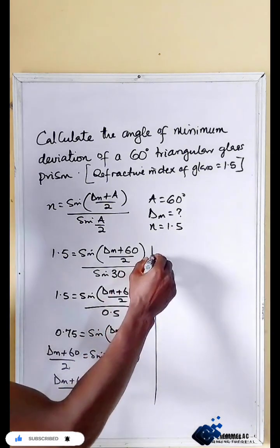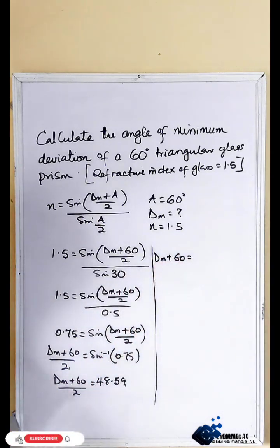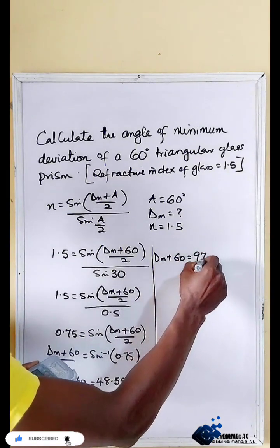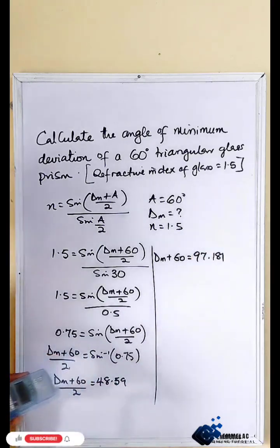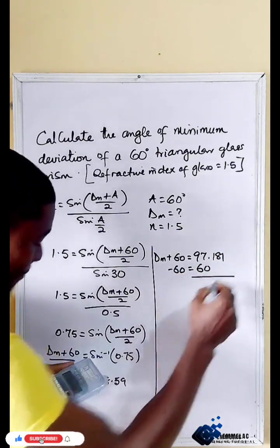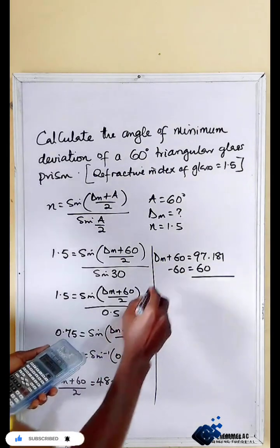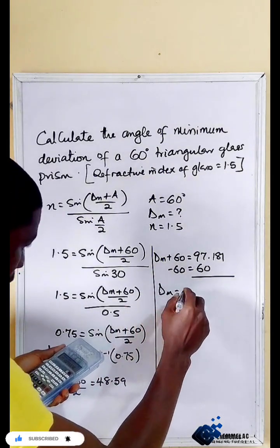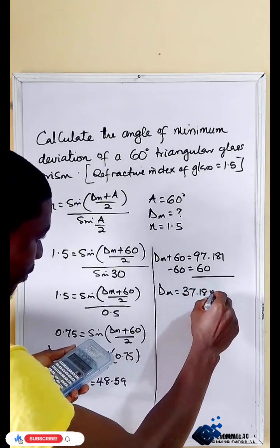We have that dm plus 60 equals 2 times our answer here, which will give us 97.181. So subtract 60 from both sides, answer minus 60, so we have that dm equals 37.18 degrees, so approximately 37.2 degrees.